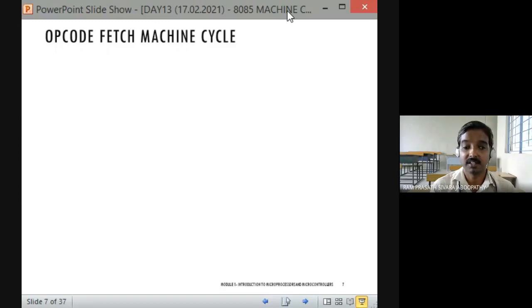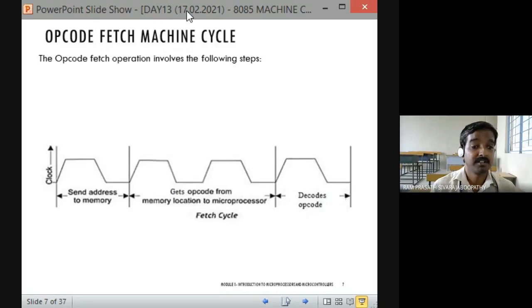For any instruction to execute, the first machine cycle must be the opcode fetch machine cycle. Fine. Very good. Few of you answered. I think Danya answered, addressing. Shivakumar answered, addressing. Yes, very good. So to fetch the opcode from the memory, first it has to send the address. Correct? See this diagram. The opcode fetch operation involves the following steps. First, it has to send the address of the instruction.